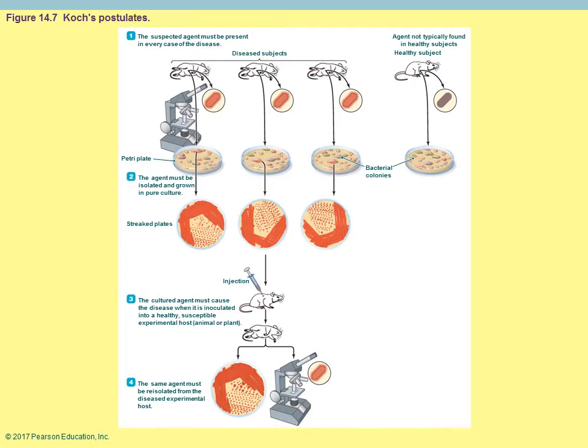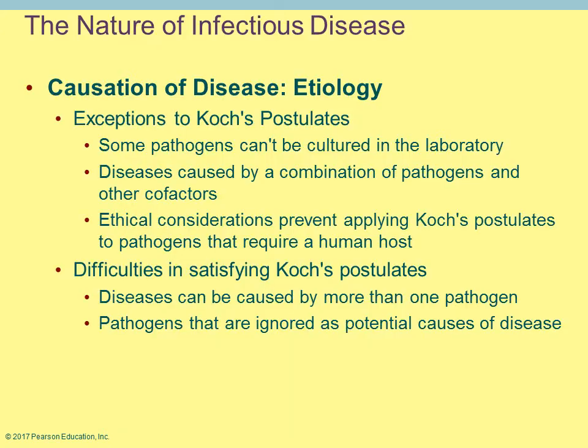Number 3, you must take that pure culture and inoculate it into a healthy animal, or plant if you're talking about plant microbiology, and then you must see the same signs and symptoms in that animal. And number 4, you must be able to isolate that same agent from the experimental diseased animal. That is what Koch's postulates state.